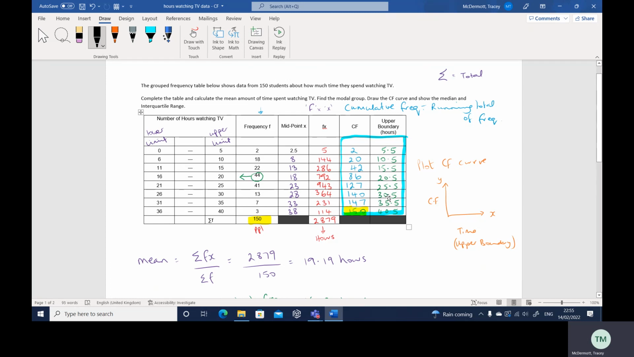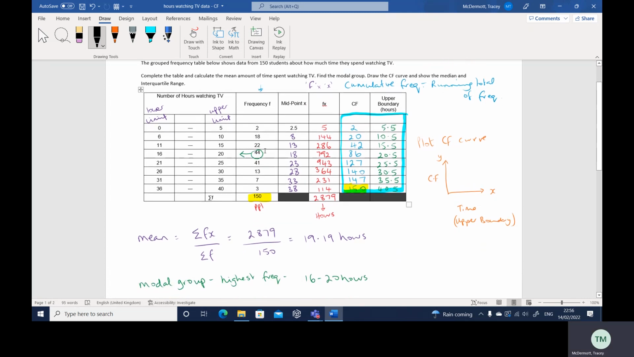And then your upper boundary, in this case the upper boundary was a half more than the upper limits because there was no overlap. If there was overlap, you don't need to add on the 0.5. When you've got your table complete, you can calculate your mean by using your formula, the sum of your fx column divided by the sum of the frequency. So these 150 people clocked up 2,879 hours of TV. So the mean was 19.19.